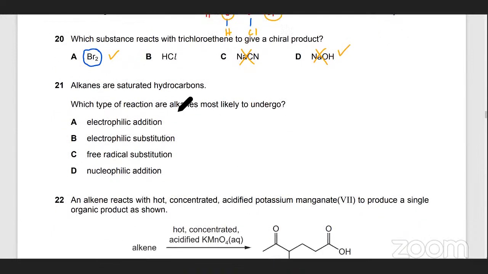The next one is: alkanes are saturated hydrocarbons. What type of reaction are alkanes most likely to undergo? So alkanes usually just undergo one type of reaction. Which reaction is it? What is the reaction that alkanes undergo? Free radical substitution. Okay, so it's going to be C.